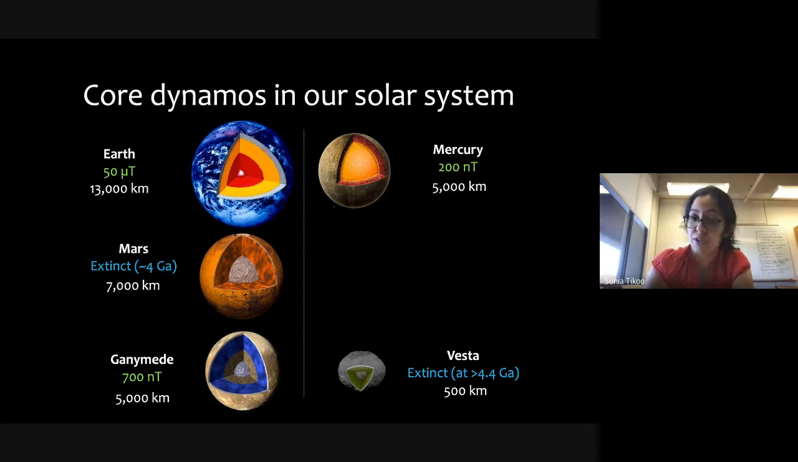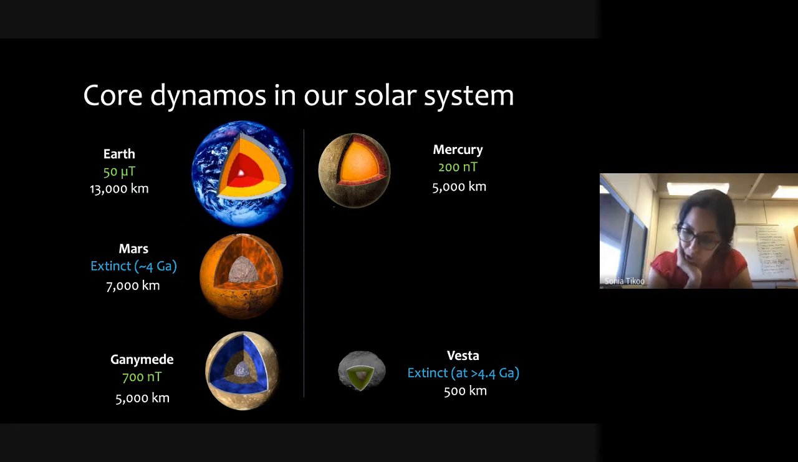Jupiter's moon Ganymede currently generates a dynamo with about a 700 nanotesla magnetic field. Mercury, our innermost planet, generates a dynamo field with an intensity of about 200 nanoteslas at the surface. And then finally, if you go down very small in size to bodies that are a few hundreds of kilometers in diameter, there have been an increasing number of paleomagnetic studies of meteorites that indicate that asteroids and early planetesimals generated short-lived dynamo fields within the first tens of millions of years of the solar system.